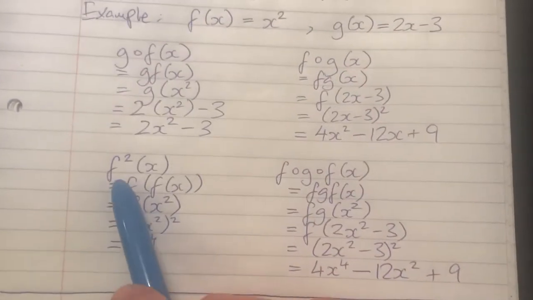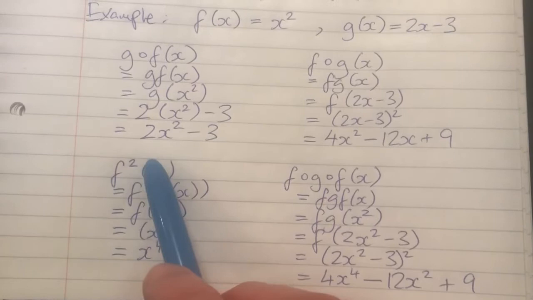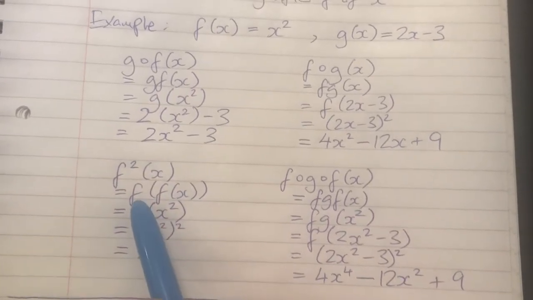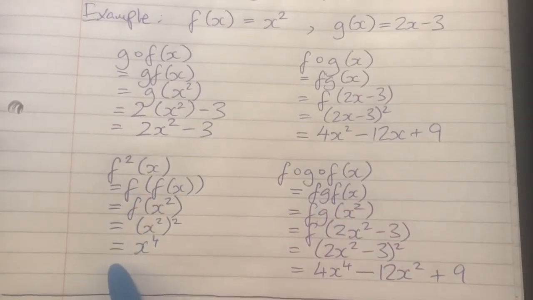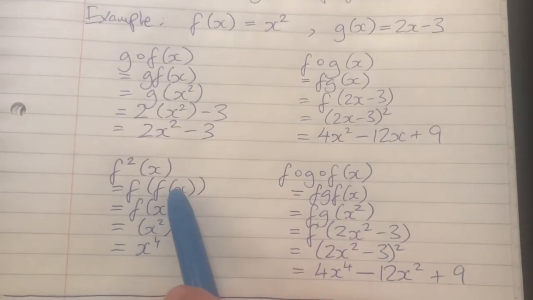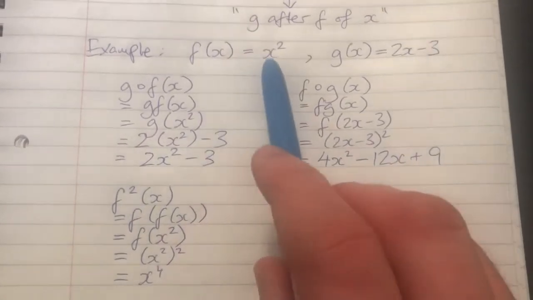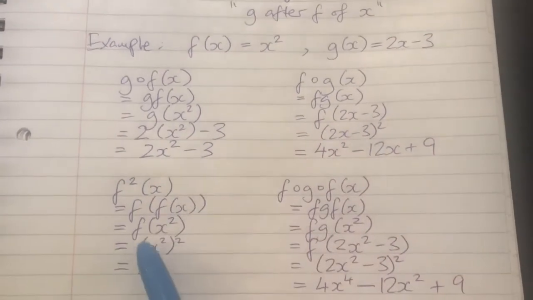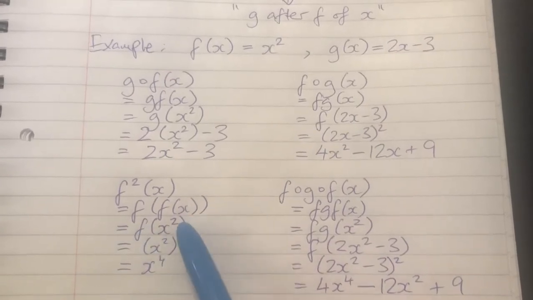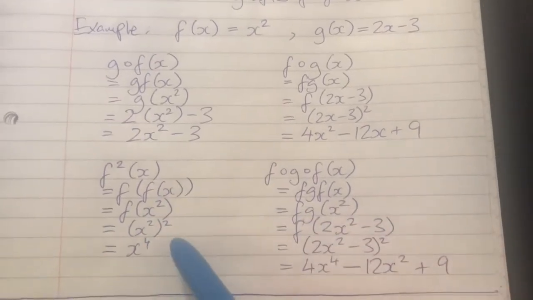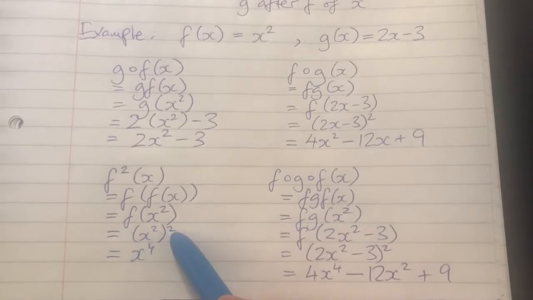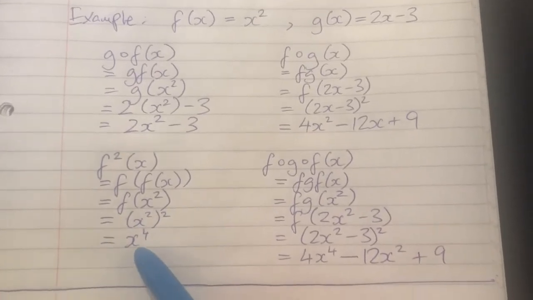You might see this notation here, what could be described as f squared of x. That's effectively just f after f of x. So this would be f of x. The output of the f function is x squared. So that would be the f of x squared. That x squared now serves as the input to an f function. So x squared all squared gives you an answer of x to the 4.